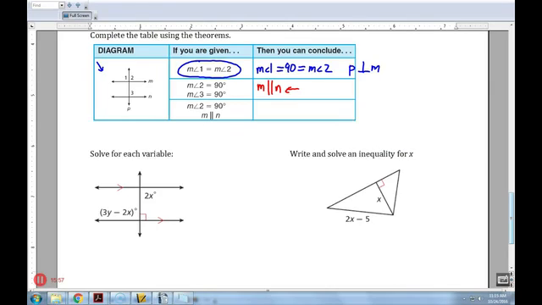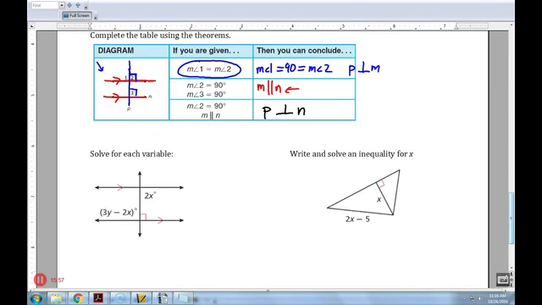And then the final one, what if the measure of angle 2 is 90, and what if I have a set of parallel lines? Okay, I'm given these lines are parallel, I'm given that there's 90 degrees. Well, if you're a transversal and you're perpendicular to one of two parallel lines, you've got to be perpendicular to the other. So I also know, let me get my letters back here, that P has to be perpendicular to N because of the theorem up above.